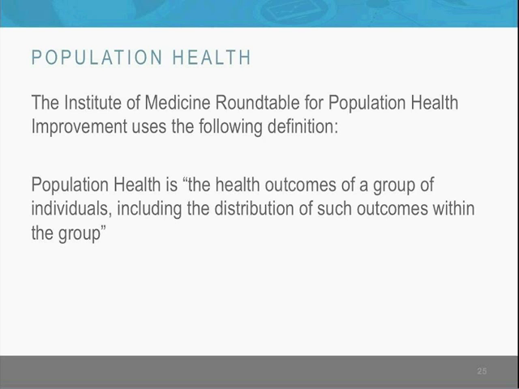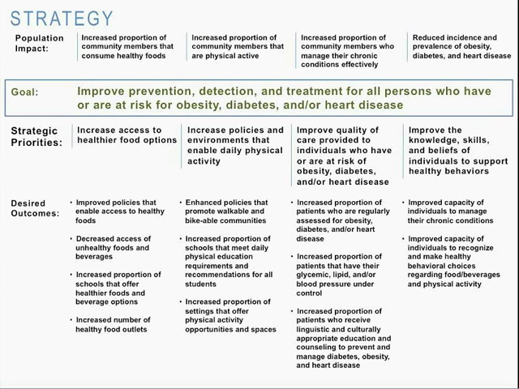So the next slide is an example of a strategy within a CHNA. The goal is to improve prevention, detection, and treatment for all persons who have or are at risk for obesity, diabetes, or heart disease. It's a pretty common goal of a CHNA. But this slide shows the population impact, the strategic priorities to achieve the goal, and the desired outcome you can measure over time to see if you're making any difference. And you'll notice that this coordinates great with the actual implementation that John's going to show you of a health system and how they took their strategies and put them into action.